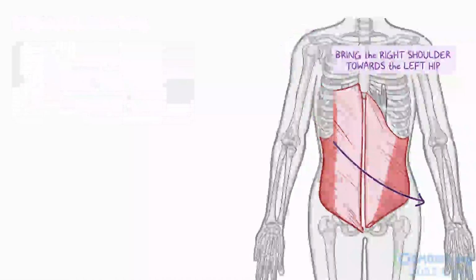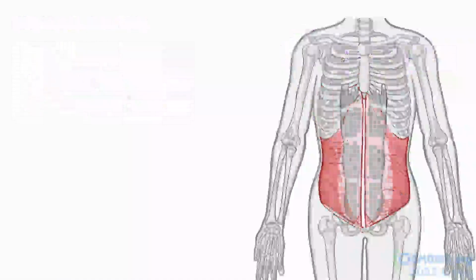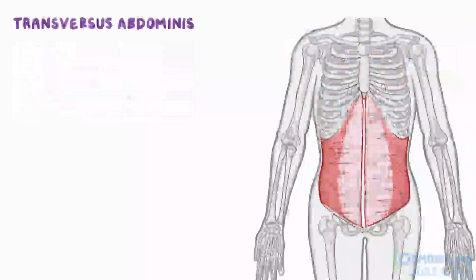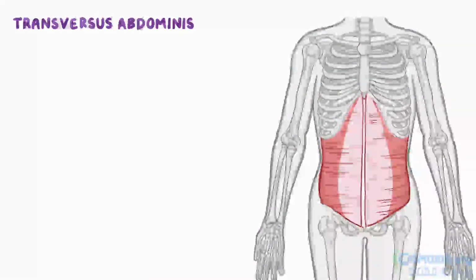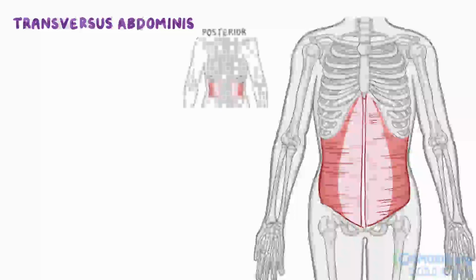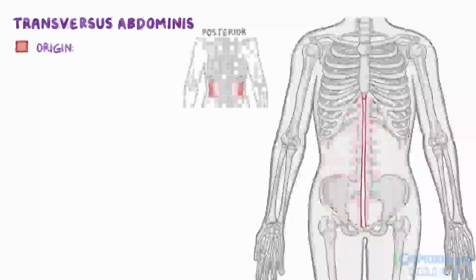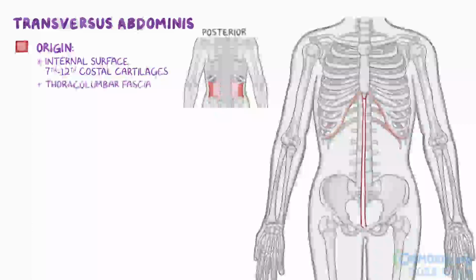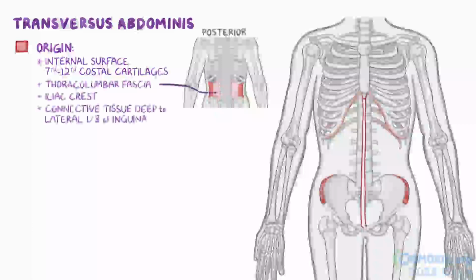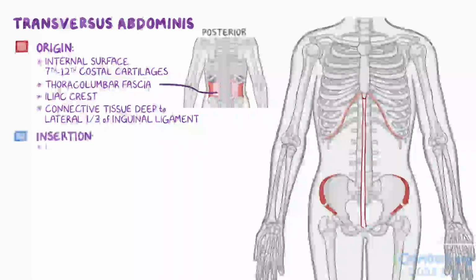The deepest and final layer of the flat abdominal muscles is the transversus abdominis. Living up to its name, its fibers run transversely, except for the inferior fibers which run parallel to the internal oblique. This muscle originates from a number of structures, including the internal surface of the 7th to 12th costal cartilages, the thoracolumbar fascia, iliac crest, and connective tissue deep to the lateral third of the inguinal ligament. Along with the external and internal obliques, it inserts at the linea alba, as well as the pubic crest.